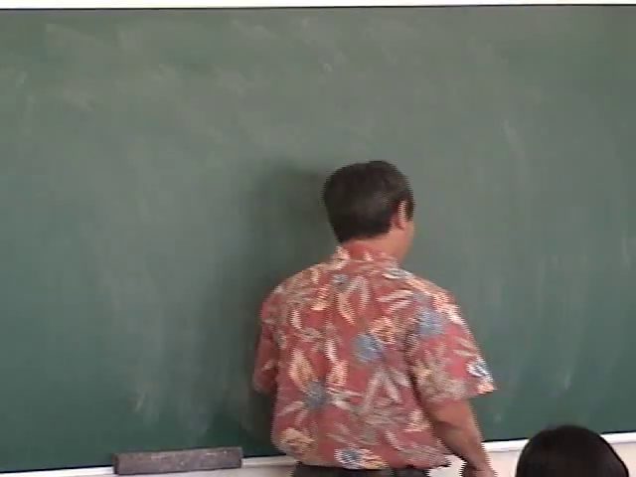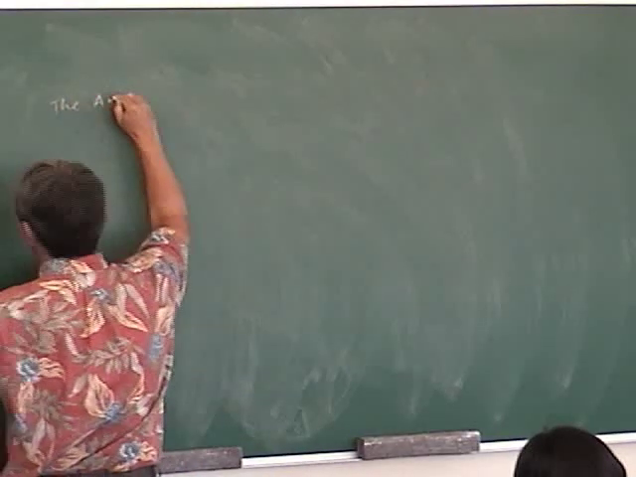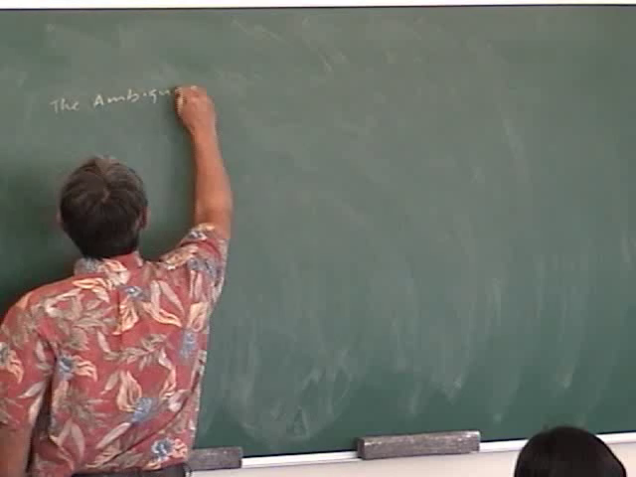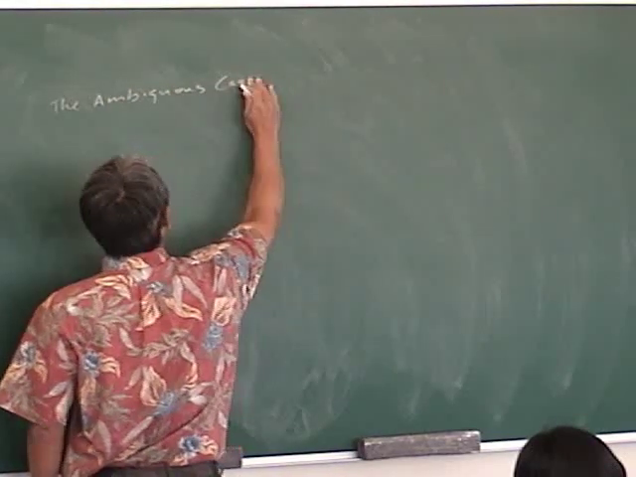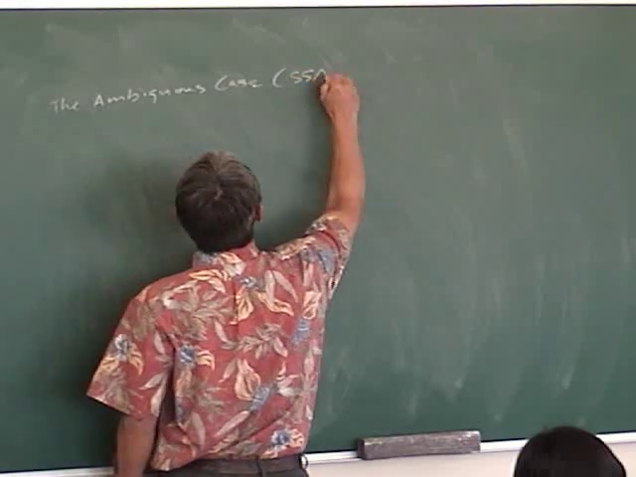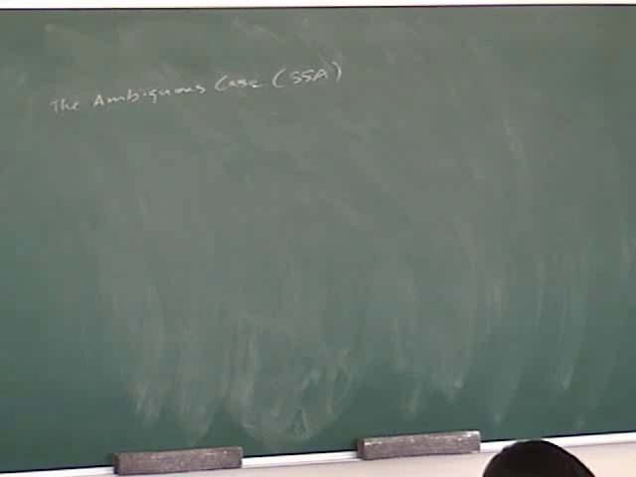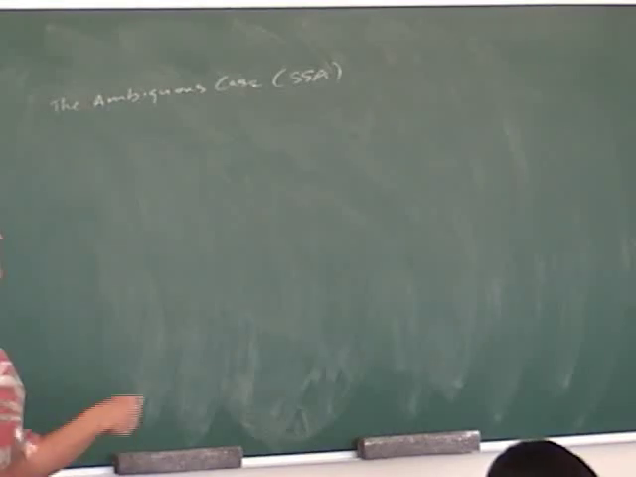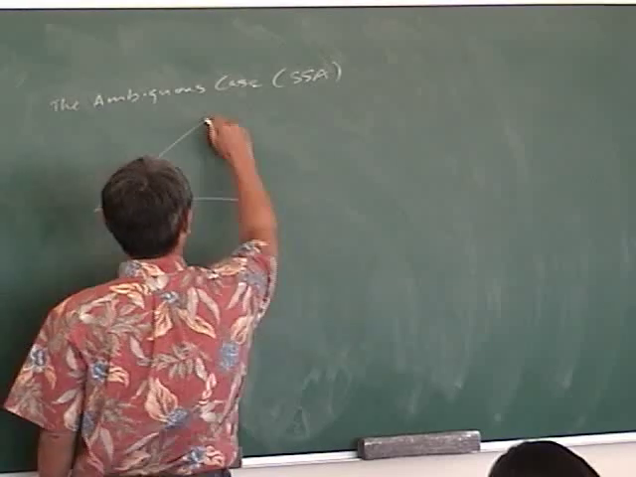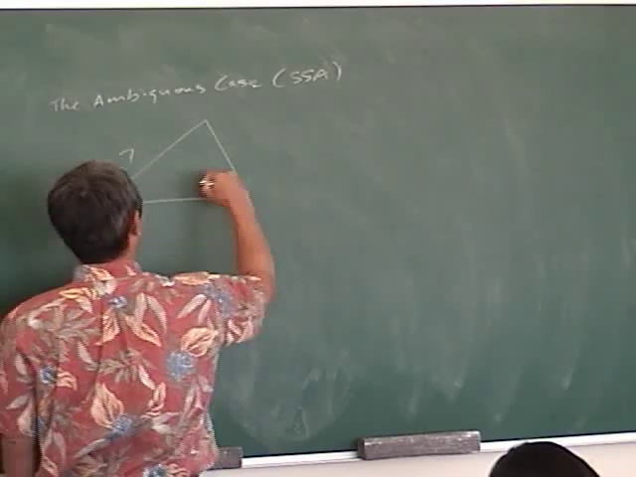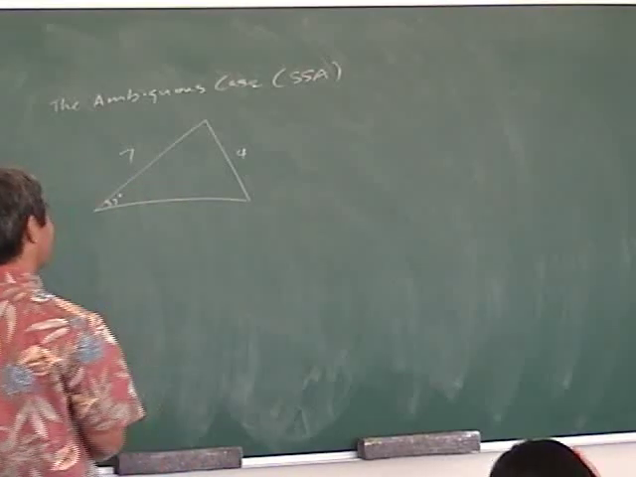Okay, and finally, the ambiguous case. Do we have time? I hope we have. What is the ambiguous case? What did we learn last year? This is SSA. We don't write ASS. It's SSA. This is if you're given two sides and a non-included angle, like this. 7, 4, 37 degrees, something like that.